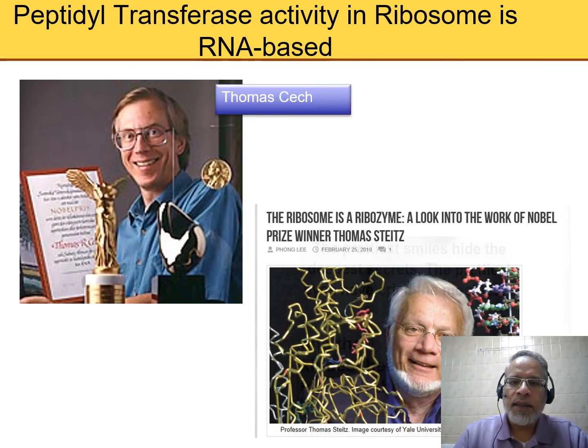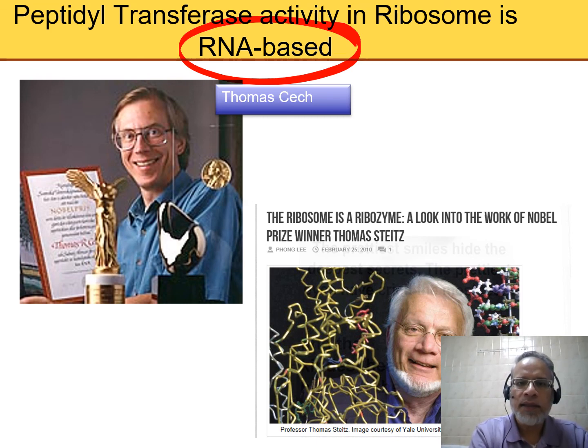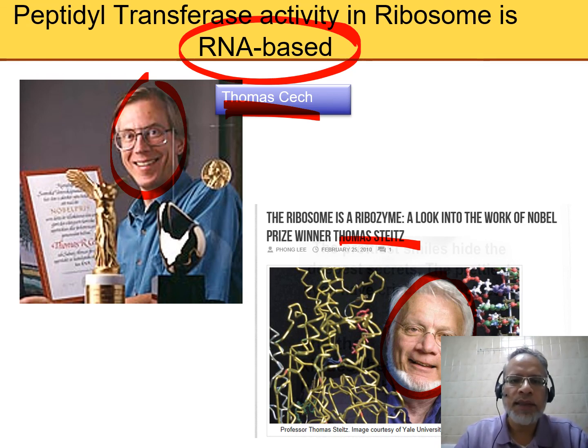And a Nobel Prize was given for this discovery. This is Tom Cech and this is Sidney Altman. These two guys got the Nobel Prize in 1989 for discovering RNA-based enzymes.